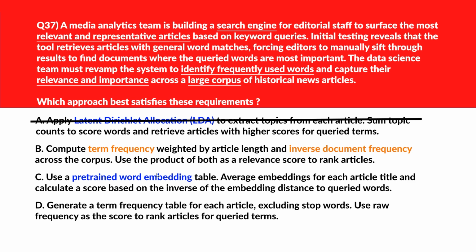Embedding similarity measures semantic proximity, not frequency or importance. Wrong answer. We'll move to D. Option D says generate a term frequency table for each article, excluding stop words. Use raw frequency as the score to rank articles for queried terms. Raw frequency ignores corpus-wide rarity, leading to overemphasis on common terms. So this is out. We'll lock option B as the right answer.